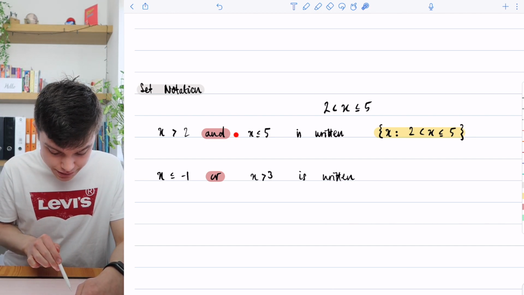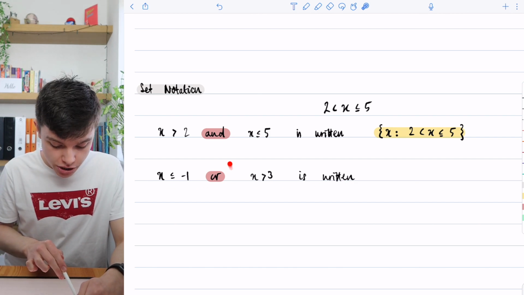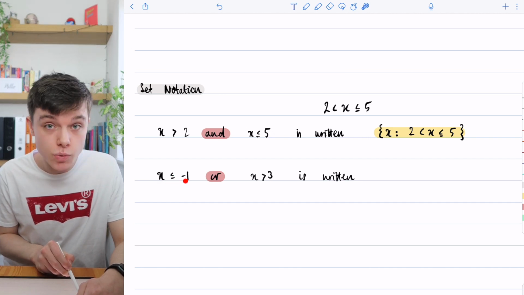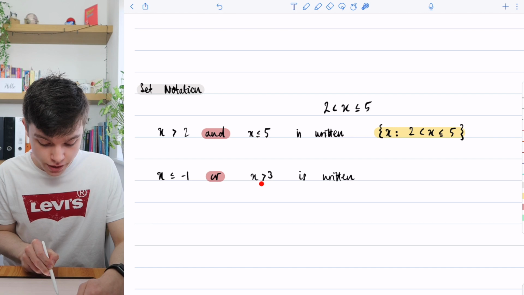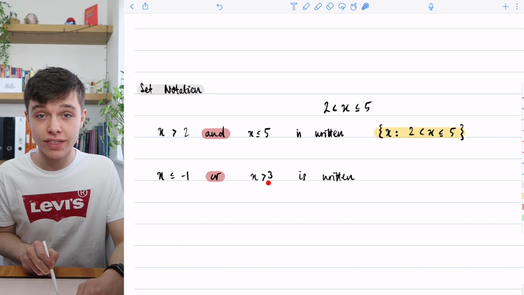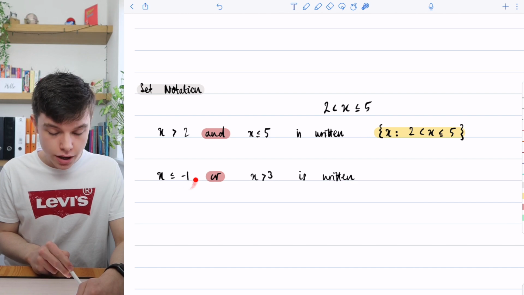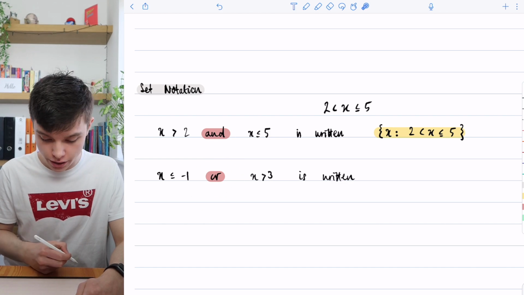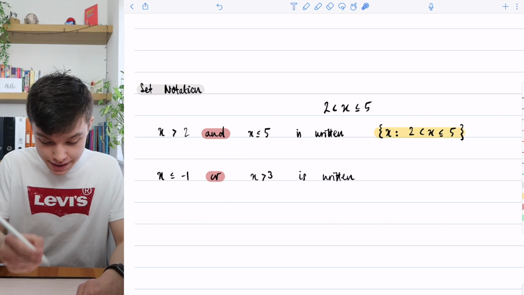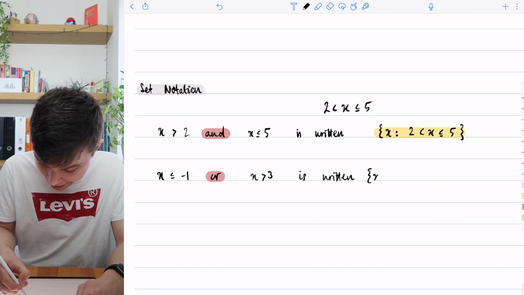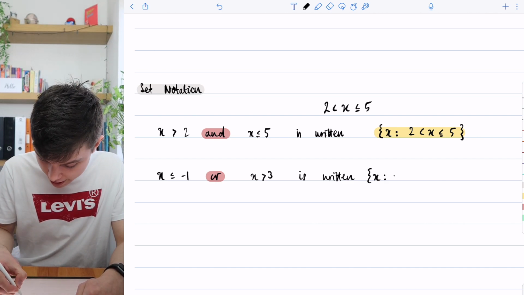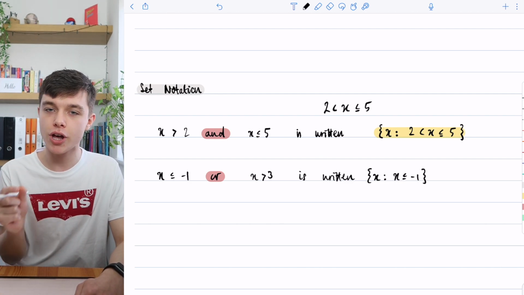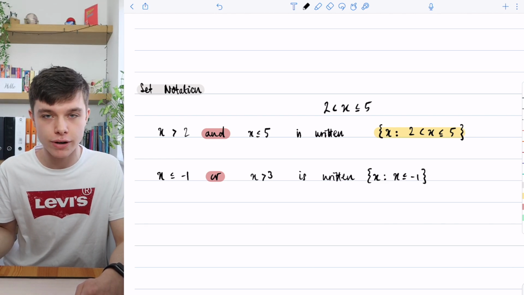Now note here that was an and. This example in set notation, we're using or. So what that's saying is x is less than or equal to -1, or x is greater than 3. Now it doesn't make sense, if you think about this, to be an and, because something cannot be less than or equal to -1 and greater than 3 at the same time. So it's got to be an or here. And if we think about that in set notation, we will have, well, x, because that's the variable that we've got, x less than or equal to -1, and I can't put this in the same curly bracket because it's not an and. It doesn't make sense for it to be an and.